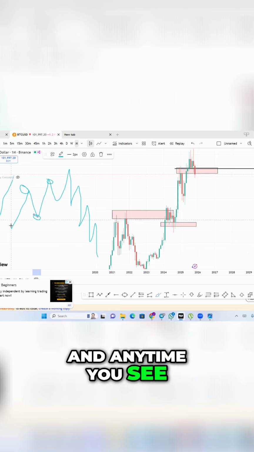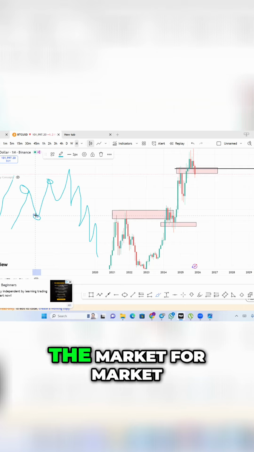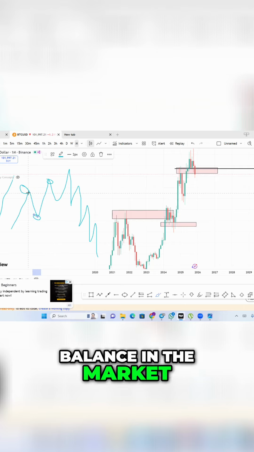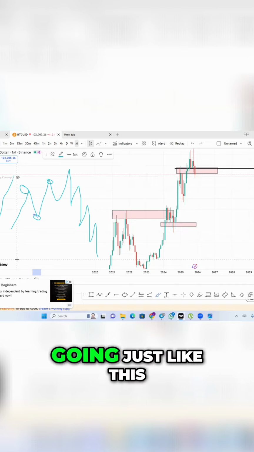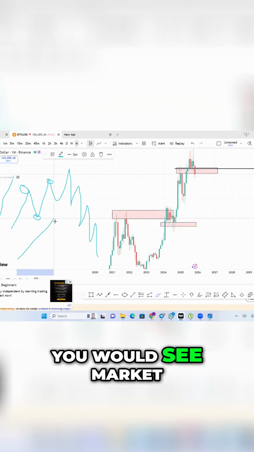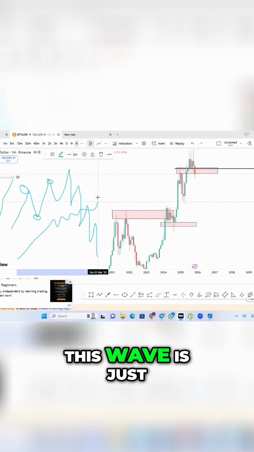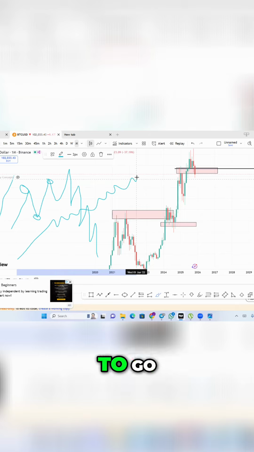And anytime you see market do this, this is buyers and this is sellers. This is what is creating the balance in the market for market to do what it is doing. If there is no balance in the market, there is no transaction. If there is no transaction, there is no business. So this is why we don't see market going just like this anywhere in any market. Even if market is going up, it goes in a form of a wave. This wave is just the transaction as market is advancing to wherever it wants to go.